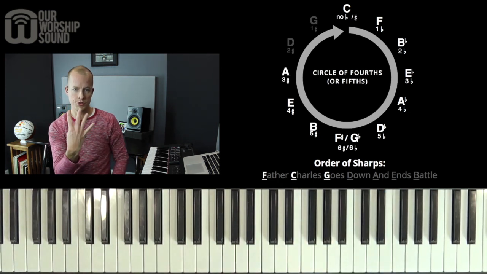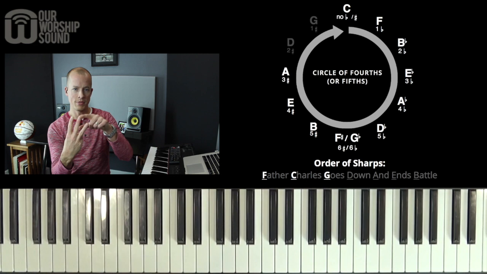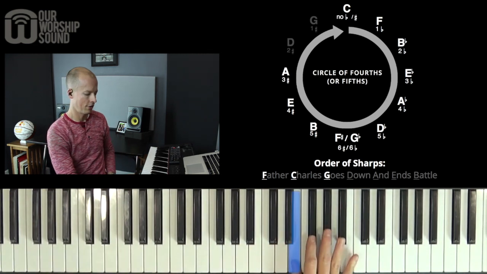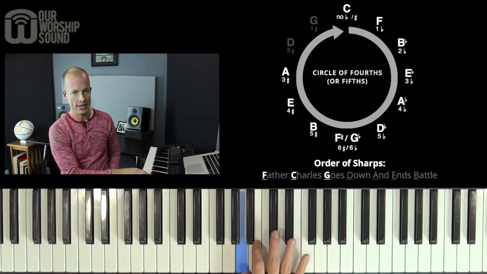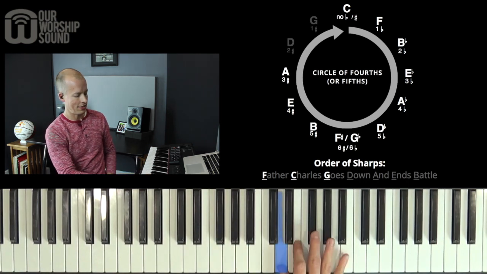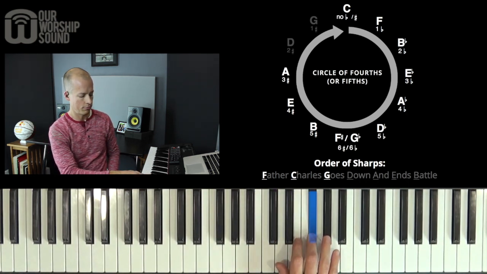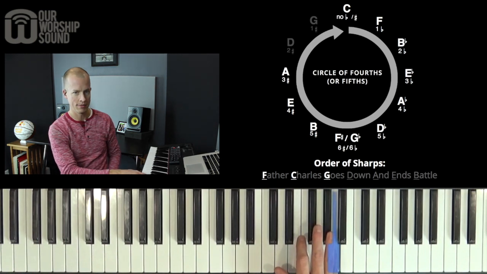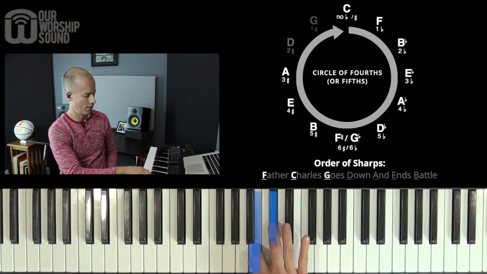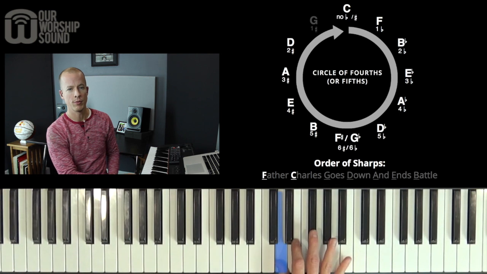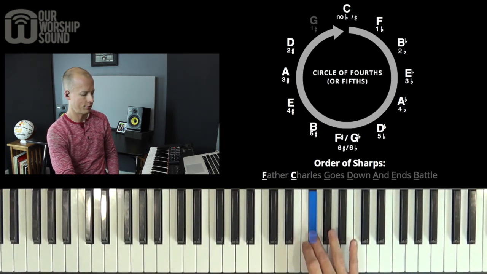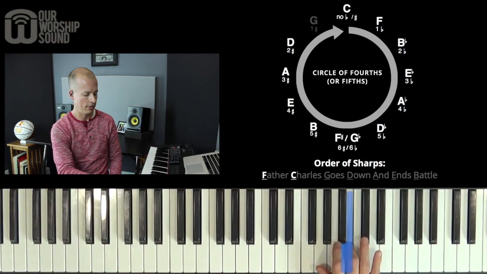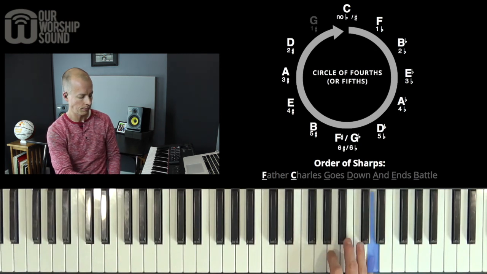From there, we're going to go from 4 sharps to 3 sharps, F sharp, C sharp, G sharp, and this starts on A. We have A, B, C sharp, D, E, F sharp, G sharp, A. Just 2 more scales left. Our next one starts on D, and we have 2 sharps, F sharp and C sharp. D, E, F sharp, G, A, B, C sharp, D.